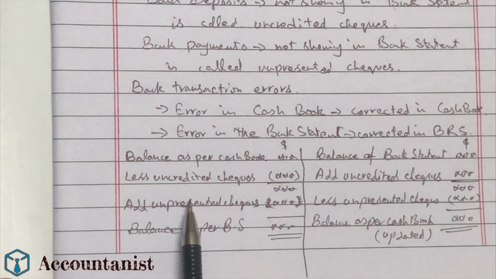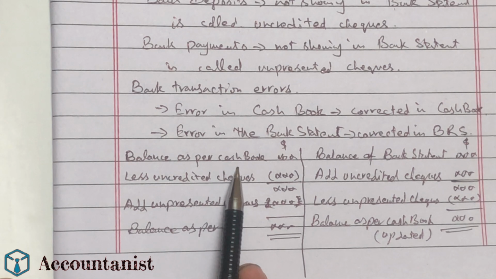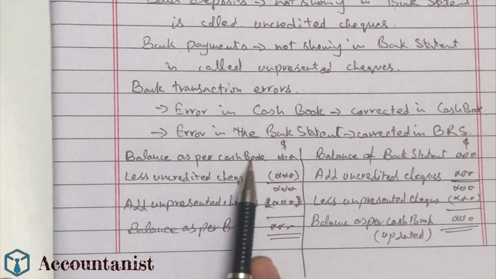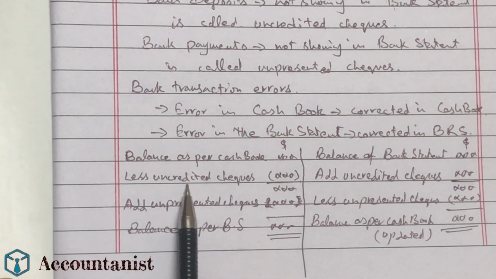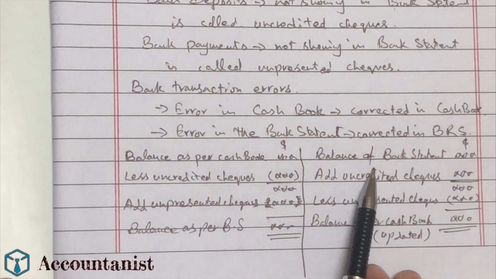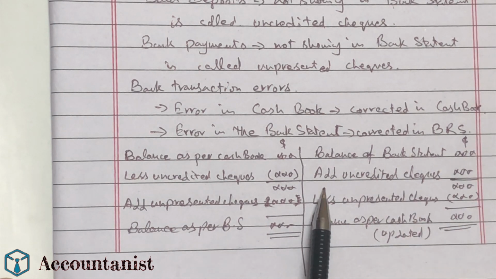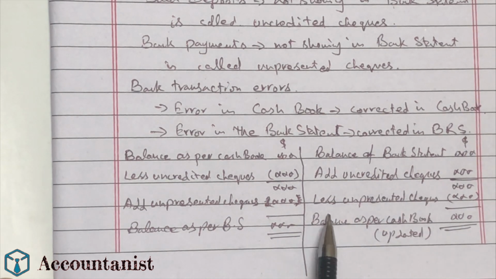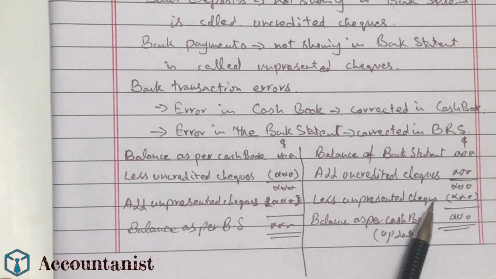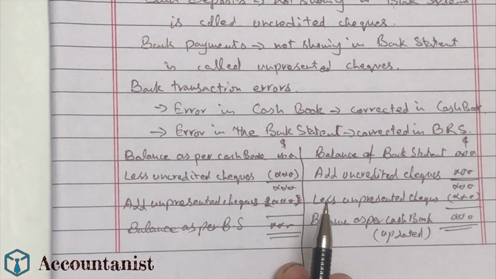So this is the format that we have. If we are going to start from the balance as per cash book updated balance, we'll follow this, means less uncredited and add unpresented. And if we are going to start our bank reconciliation statement from the bank statement balance, then we will add the uncredited checks and we will deduct the unpresented checks. In the next video I will show you some questions of BRS, how we're gonna solve that.